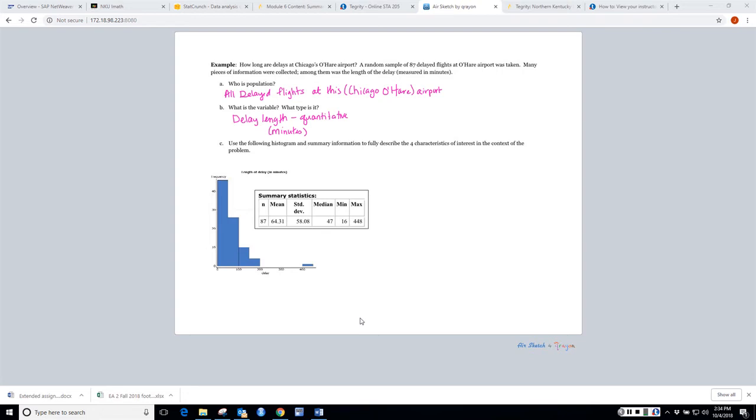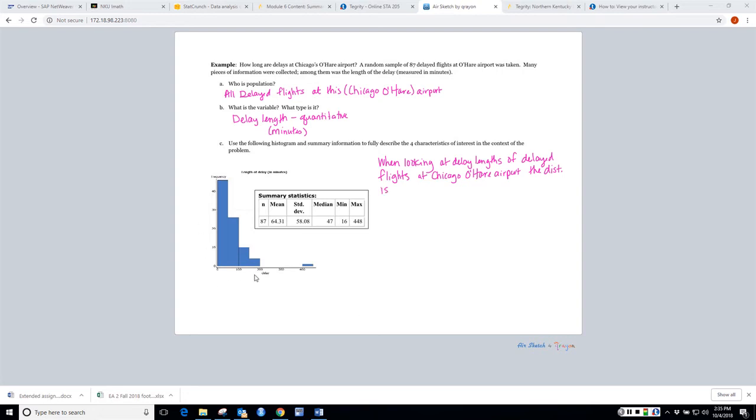So here, how would I write this? So I'm going to say when looking at delay lengths of the delayed flights at this airport, so the Chicago O'Hare Airport, the distribution here is, what would our shape be here.